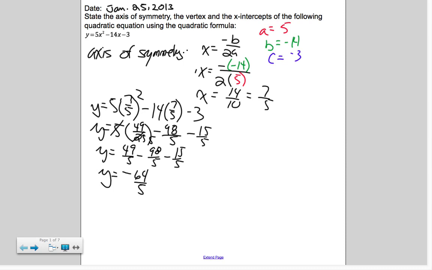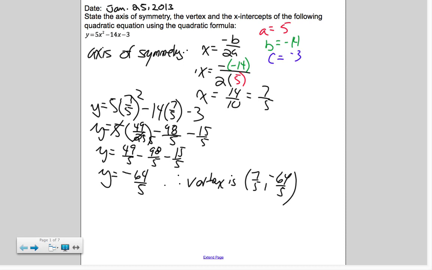So did I answer the question? Part of it. I did not answer the whole question. Some folks in that summative, when I asked for the vertex, left it as that. That's not the vertex. So therefore the vertex is 7 over 5, comma, negative 64 over 5. Okay?